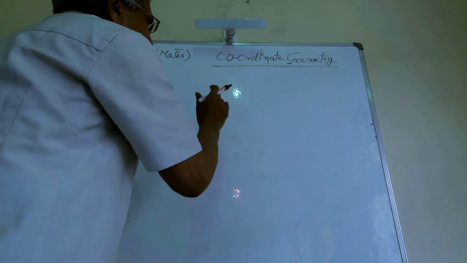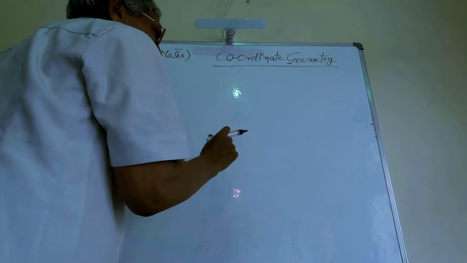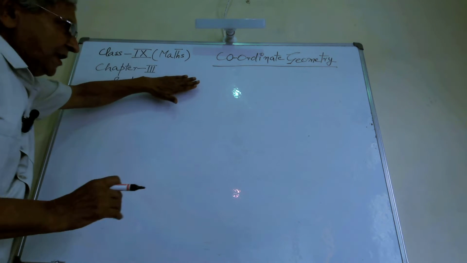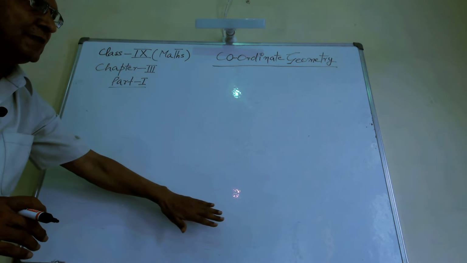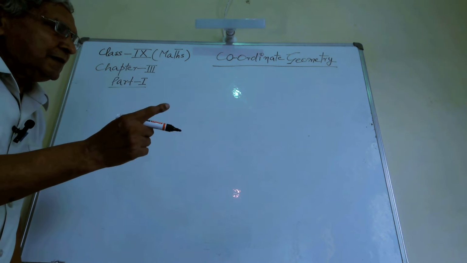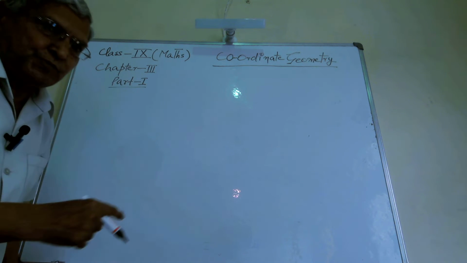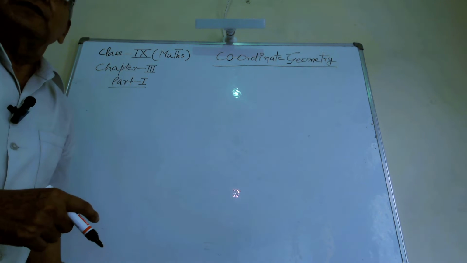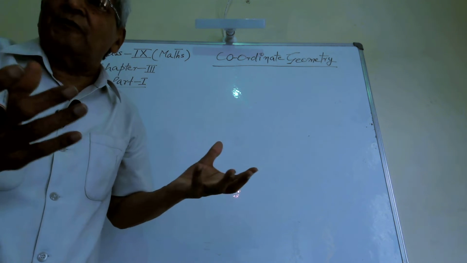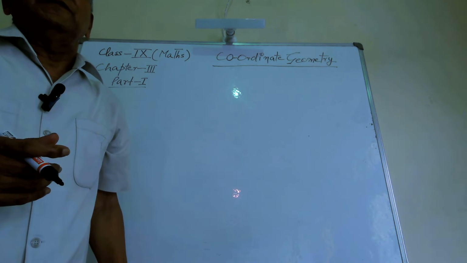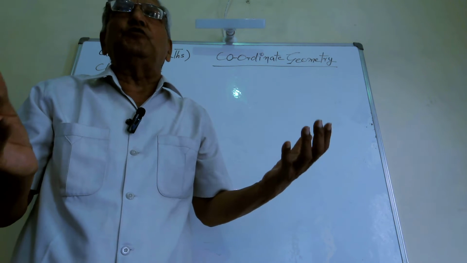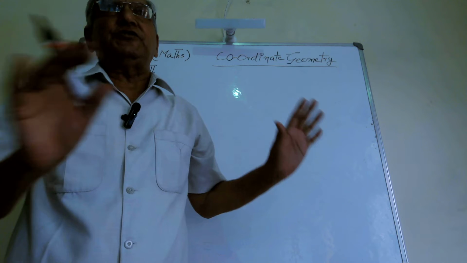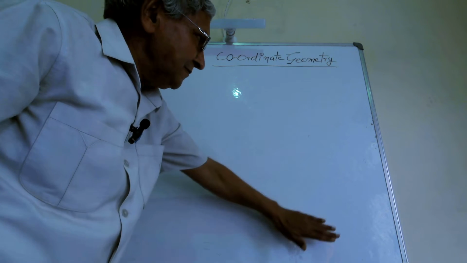What is coordinate geometry? We start with a plane. Now you see that this board is a plane. This whole board is a plane, and if you want to find out the position of any point on this plane, how will you find out the position of that point? The position of that point can be found out with the help of two perpendicular lines drawn on this plane. Now this is a plane, and draw two perpendicular lines.